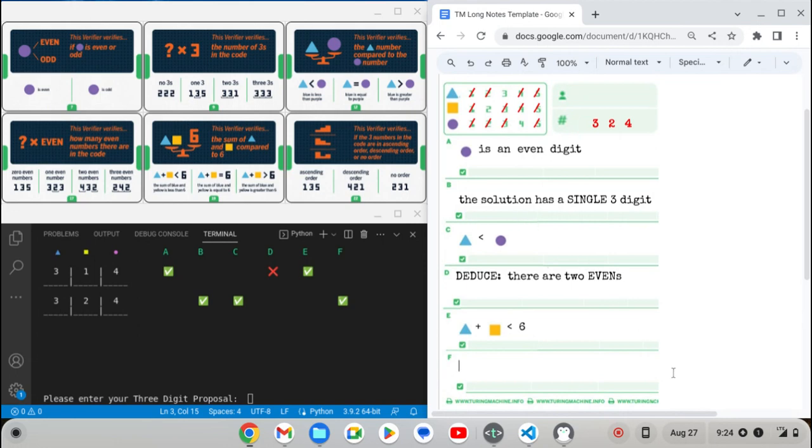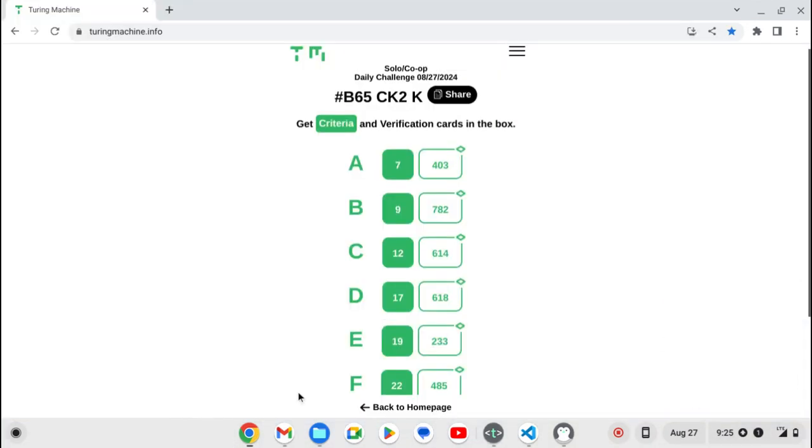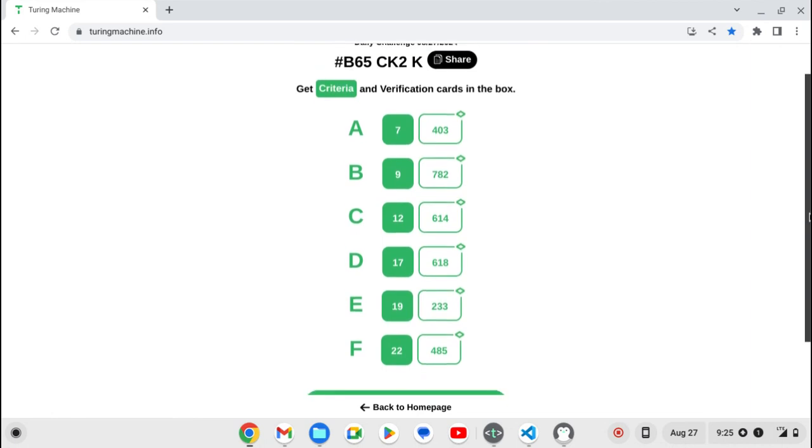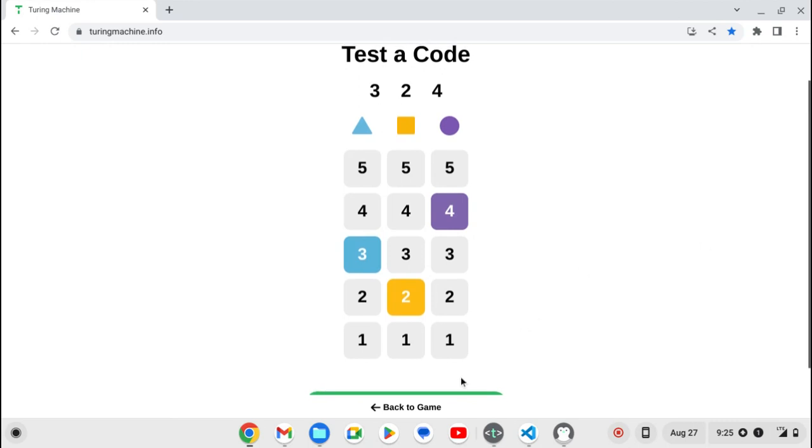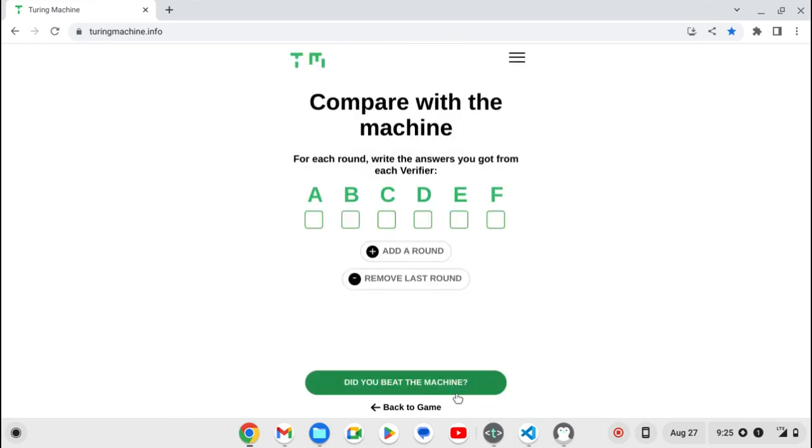Oh, and I forgot to type in that the solution has no order. Okay. And so yeah, let's go confirm that 3, 2, 4 is indeed the solution. All right, 3, 2, 4. Okay, fantastic. Well, now let's see how we did versus the Turing machine.